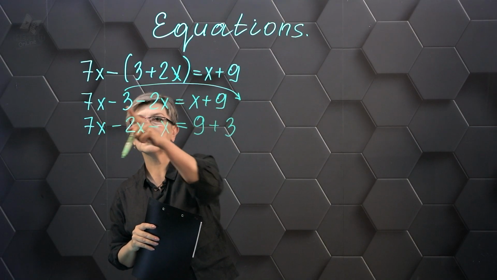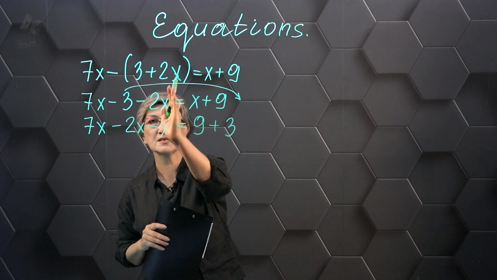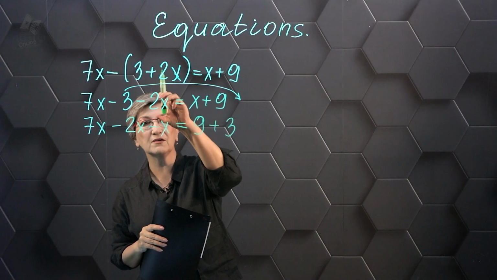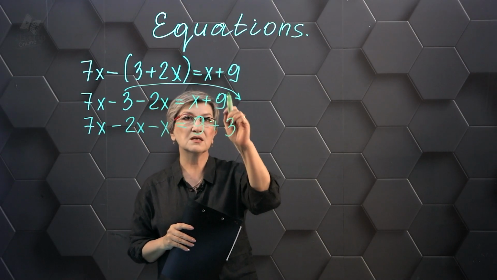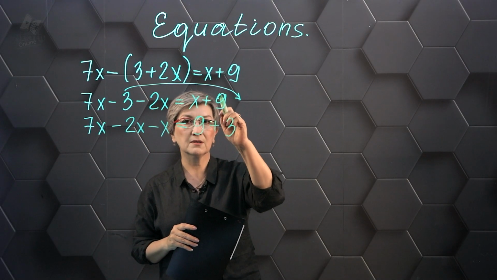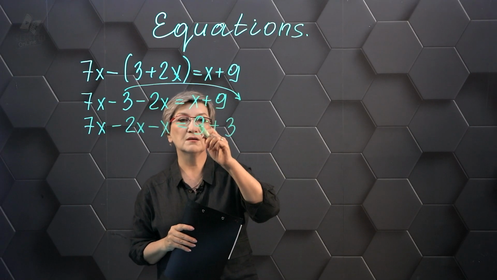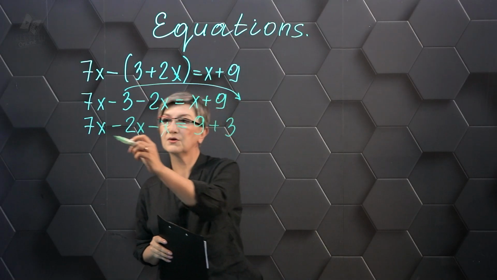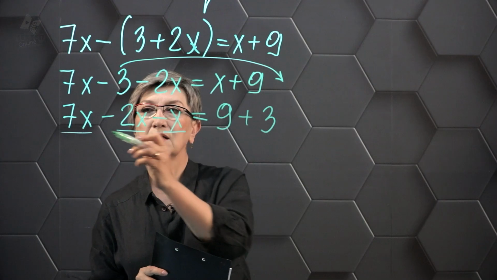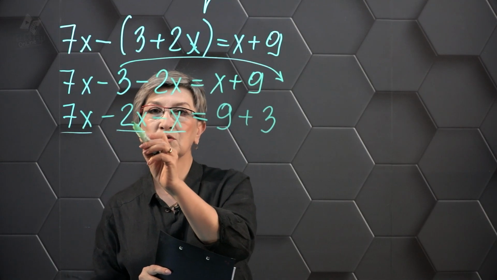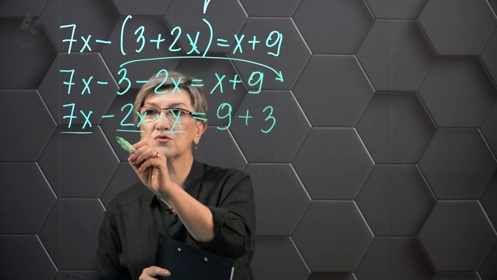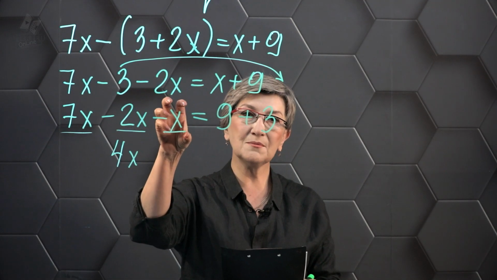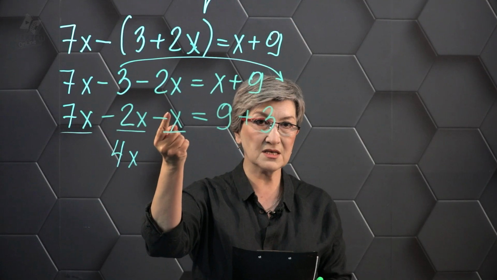So 7x and minus 2x was on the left side. That's how I rewrote 7x minus 2x. And I moved the x to the left side. It was minus x. Then I wrote down a constant equal to 9 in the right-hand side. And I moved the number minus 3 from the left side to the right side. The result was that all I had to do was perform the action, 7x minus 2x and another minus x. The result is 4x. Please note that if a variable is not written with a coefficient, that coefficient is 1.